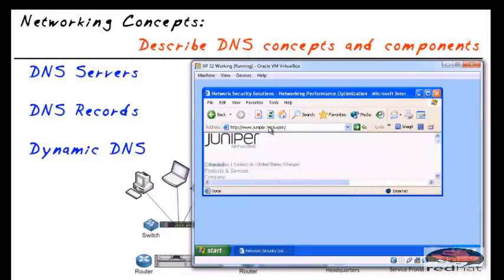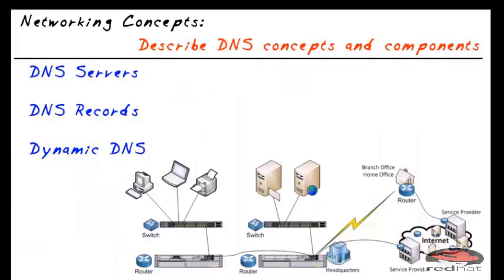We don't even have to worry about IP addresses, but in the background, there's an amazing system of domain name servers that are all allowing us to resolve names like juniper.net into an IP address. So DNS is appropriately named Domain Name System because it's not just one device, it's a system of devices that are providing this functionality. So let me share with you how it works.